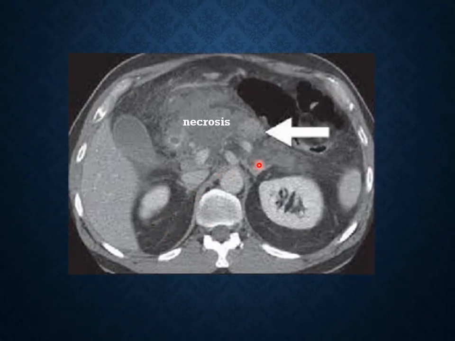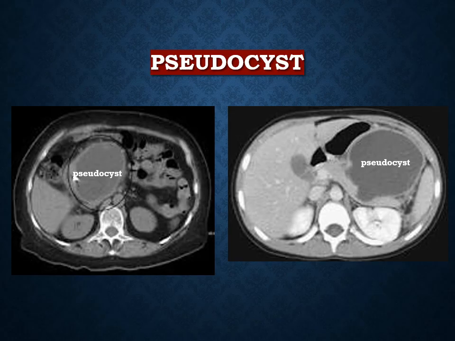Okay, this is a CT scan showing a massive necrosis in the head and body of the pancreas. This is a CT scan showing you a pseudocyst where the fluid collection becomes very nicely sealed off by the tissues surrounding the cyst or the pancreas, and this is known as a pseudocyst. Here, a large pseudocyst in the pancreas.